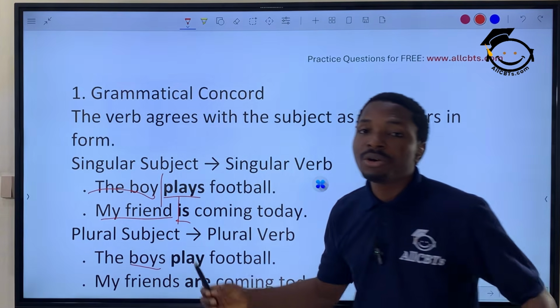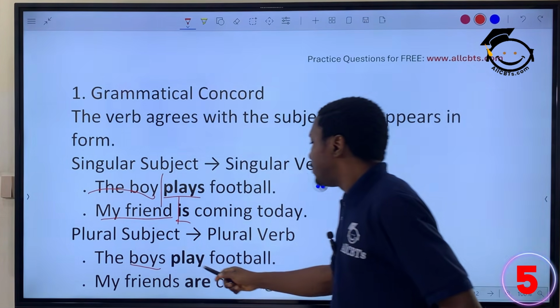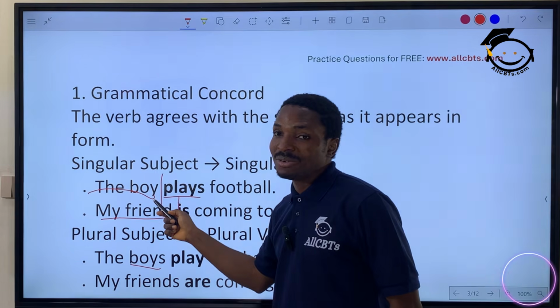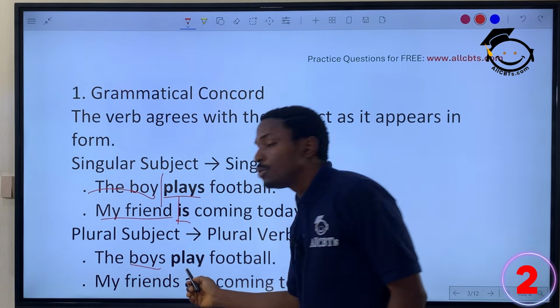So now let's see some plural verb. The boys, group of boys, play. See, so it has switched now. Switched from singular to plural.